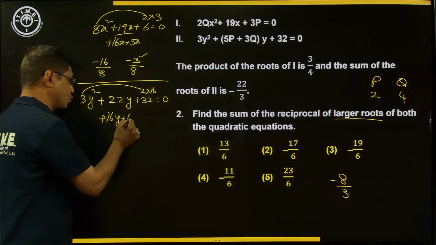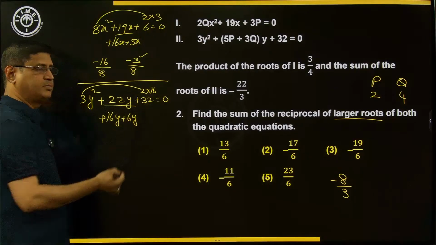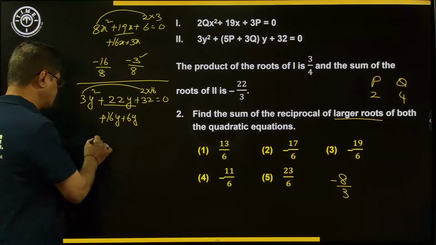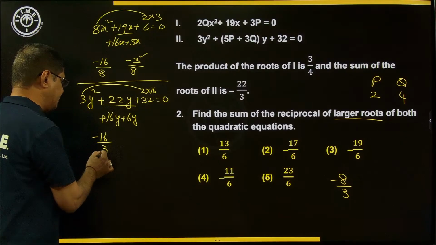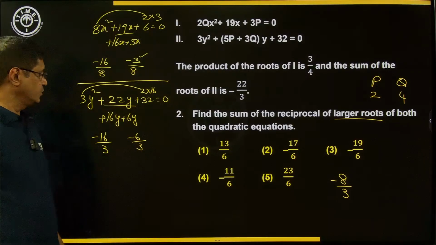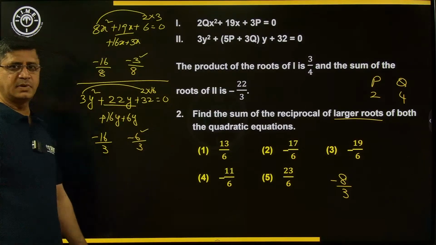16y plus 6y, that is equal to the middle term, 22y. Now what about the factors? 16 and 6. The roots are minus 16 by 3 and minus 6 by 3. Which is the larger one? The larger one is minus 2.